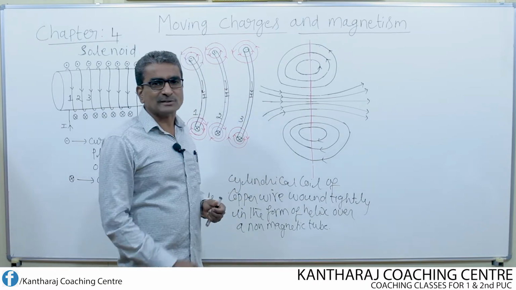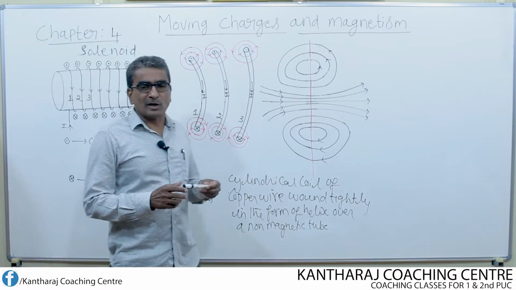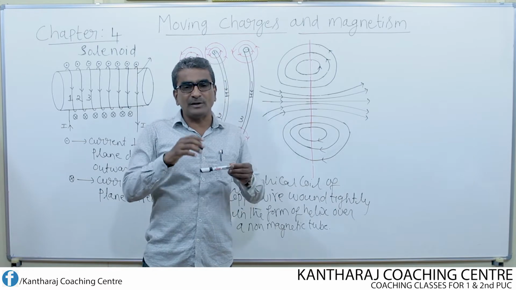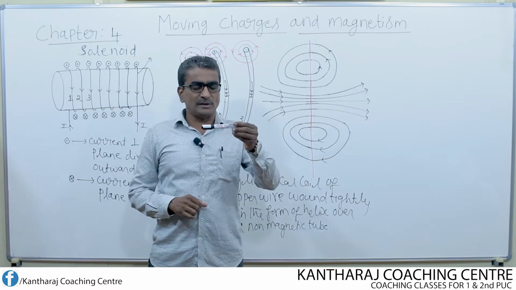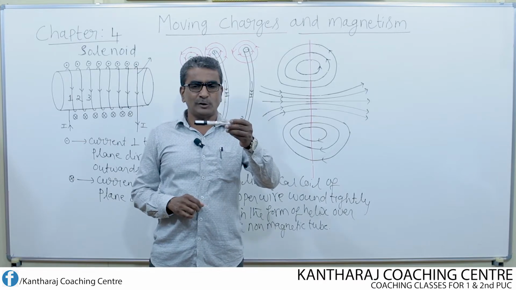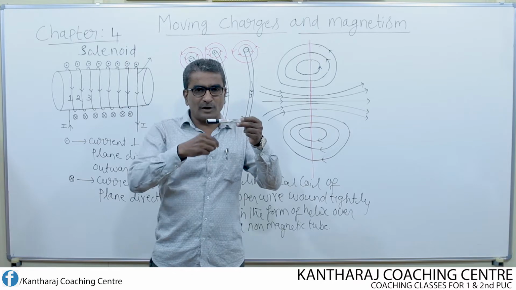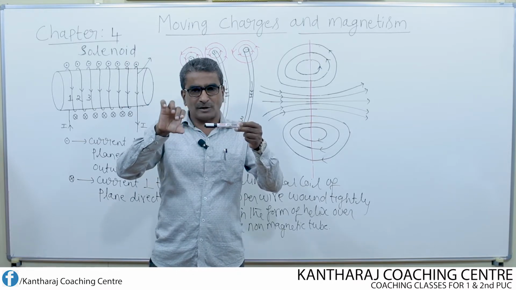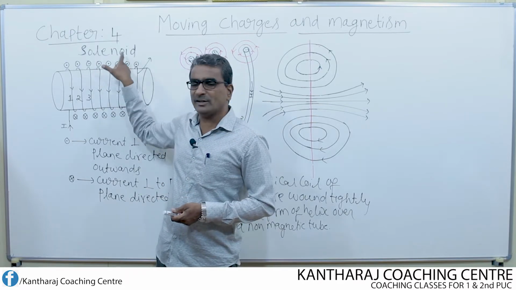Then what is meant by solenoid? A solenoid is nothing but a coil of copper wire wound in the form of a helix over a non-magnetic tube. Suppose I imagine this as a non-magnetic tube, if I wind the copper wire tightly in the form of a helix, then this cylindrical shaped copper coil itself is known as solenoid.